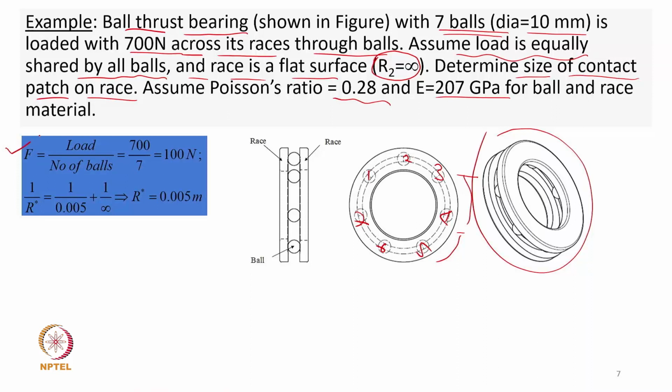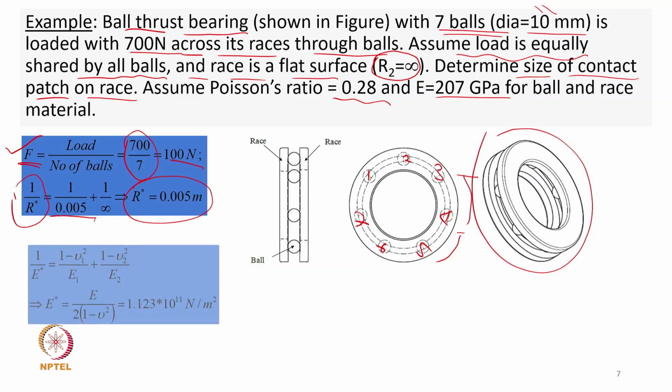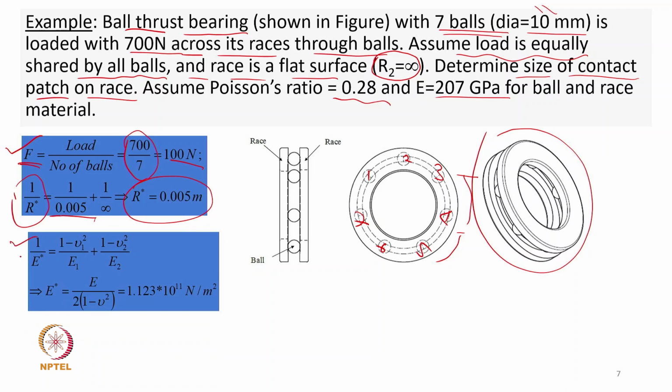So here, the load has been calculated. The load on each ball is 100 Newton, that is 700 divided by 7. And for the effective radius, we have already mentioned that it will be the effective radius of the ball. When you substitute in this relation, it comes out to be r star is equal to 5 mm. That has been derived. Now coming to the effective Young's modulus, we can calculate. Here you can see 1 minus nu square divided by E1, plus 1 minus nu square divided by E2.